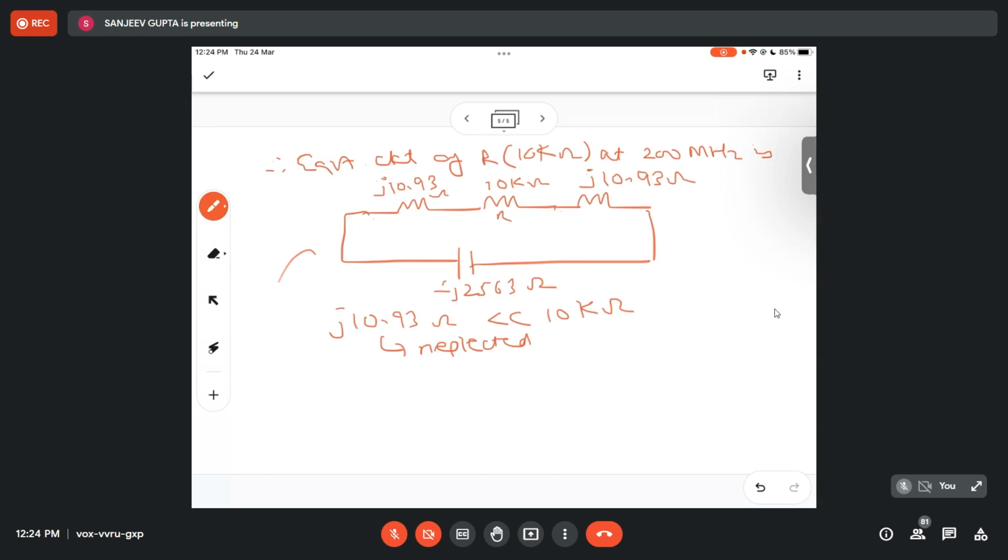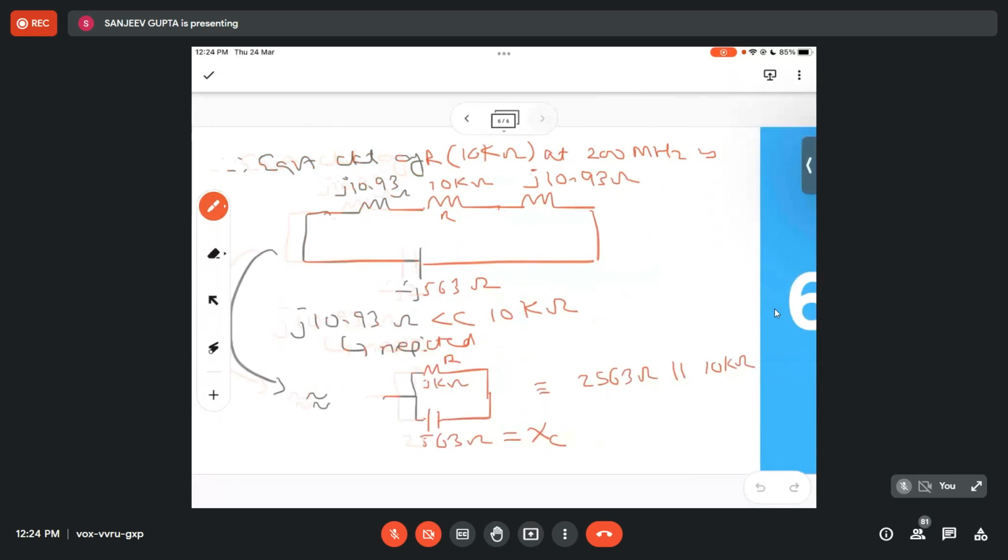And once we neglect it, the equivalent circuit becomes nearly equal to this, so that we can easily solve it. This is my 2563 ohms, which is representing my capacitance. So no need to write the minus sign here. And this is my 10 kilo ohm, which is my value of R. So basically I have 2563 ohms in parallel with a 10 kilo ohm resistor. Now I can solve this because it is two resistances in parallel.